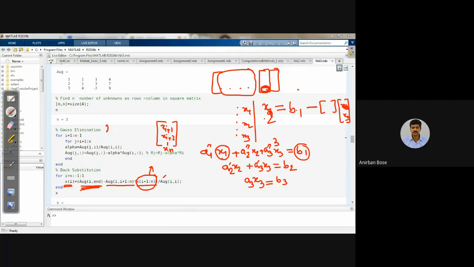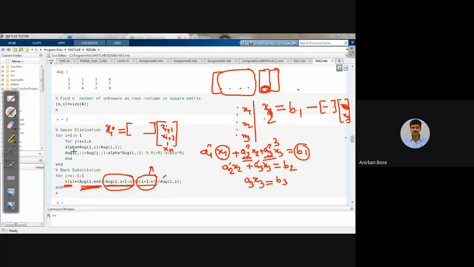And what do you want to find out here? Xi. When you are finding xi, this will be multiplied with some matrix. What is that matrix? That matrix is this quantity, that means all the corresponding values there: A2 double prime, A3 double prime, those values, augmented I comma I plus 1 to n. So that part you have to subtract, and that is true for all the columns.